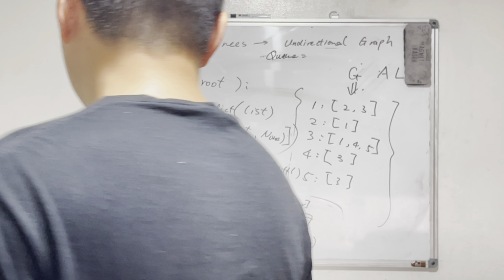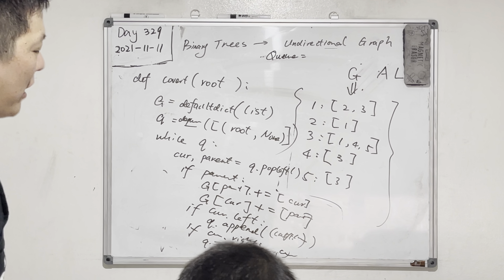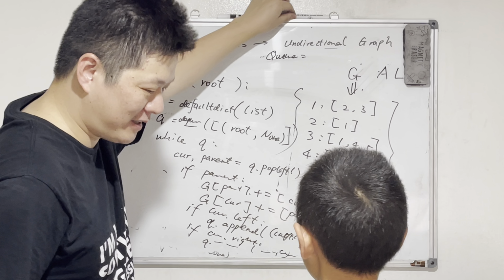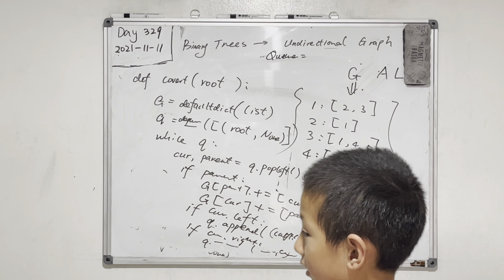Okay, so to sum up, what have you learned today? About trees. And what's the problem we're trying to solve here? We're trying to convert a binary tree into this thing. What's this thing? A graph. What kind of graph? Undirected graph. And this is an adjacency list, okay? It's all on the whiteboard. Yeah. Okay, well done. That's it for today.